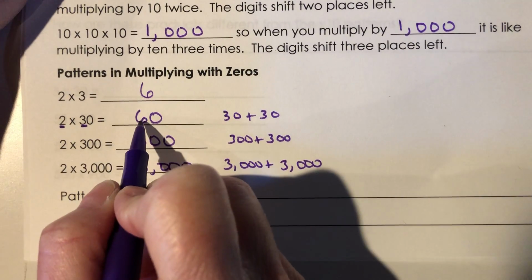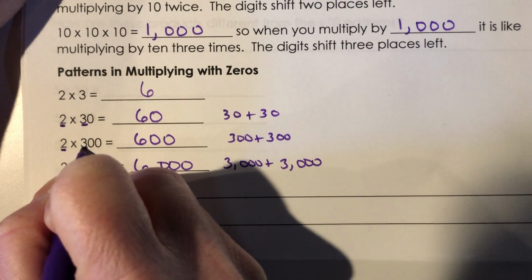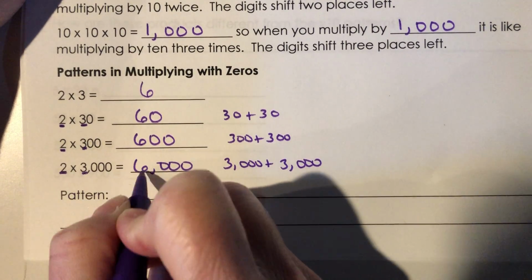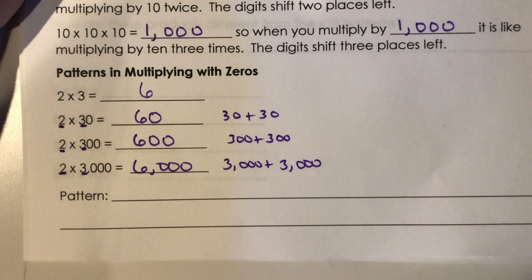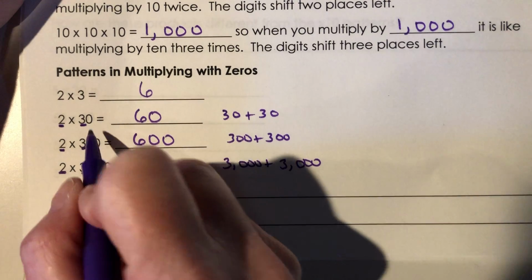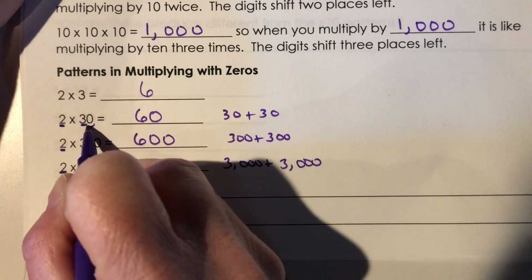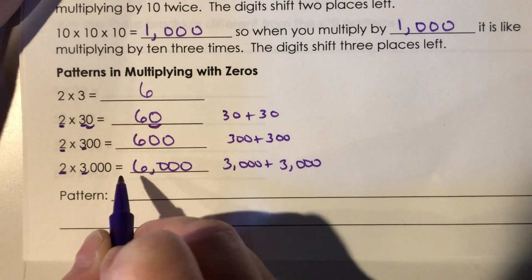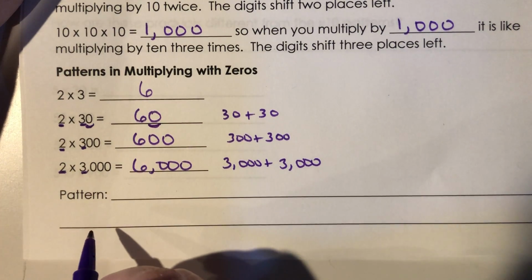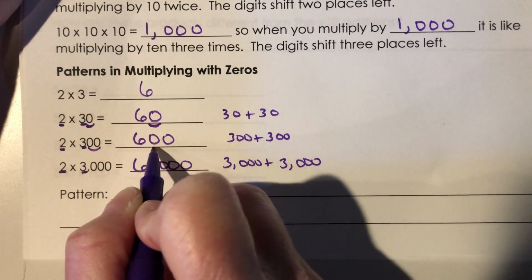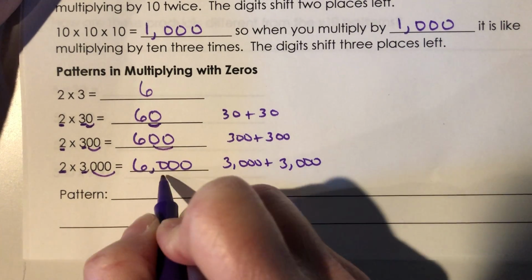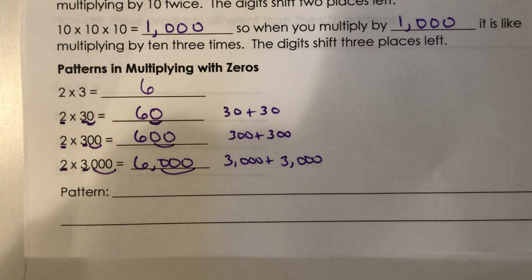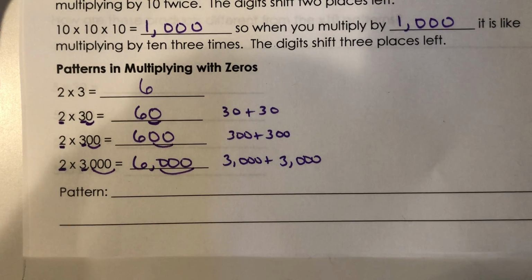2 times 3 is 6. And in this one, 2 times 3 is 6. And 2 times 3 is 6. And did you kind of notice that however many zeros I had here, or how many zeros were after the 2 times the 3? So here 2 times 3, and then I have 2 zeros, 2 zeros. 3 zeros, 3 zeros. Yeah, so that's the pattern.